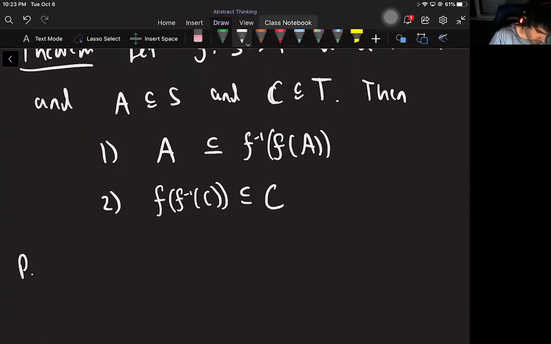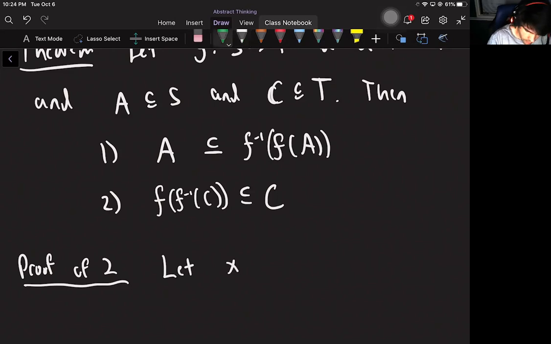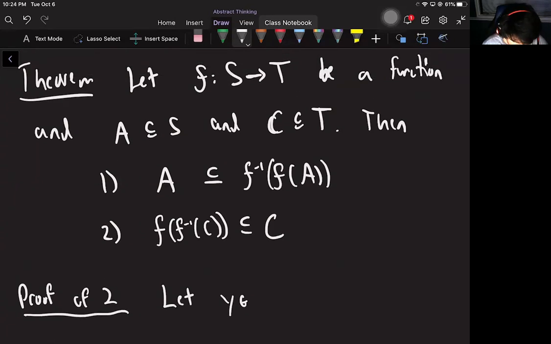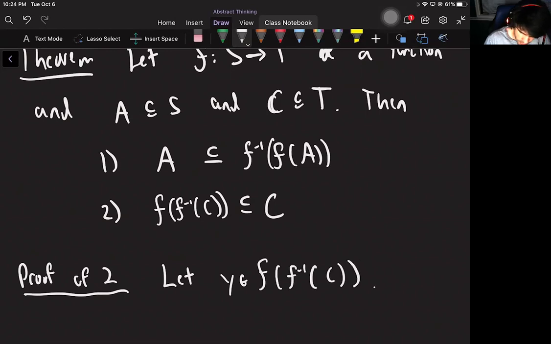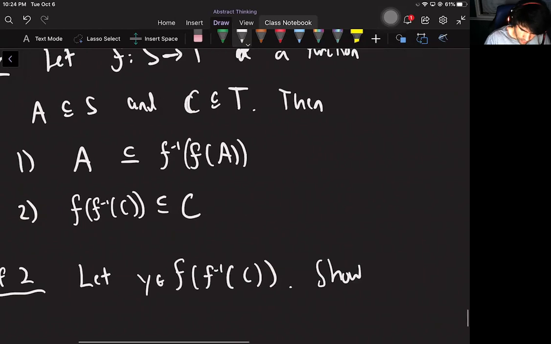Okay, so we're going to do the proof of the second one. The proof of one will be a lecture problem. Okay, so it's a subset proof. So I've got to let something be in the first one. I'm going to call it y because it's in the codomain, because it's an image. So it's something in T. So I'm going to let y be an element of the thing I'm trying to check as a subset of the other. And then I'm going to show that it's automatically an element of C as a result.